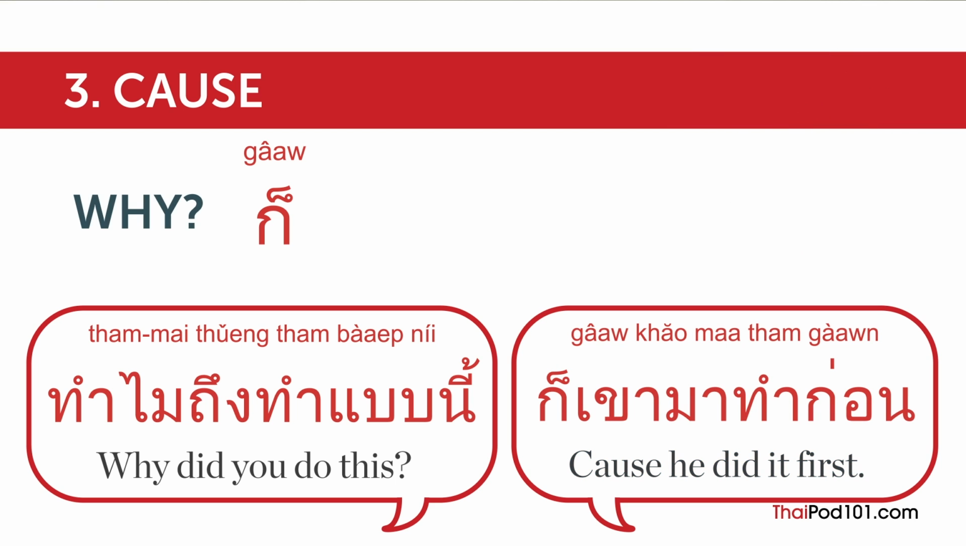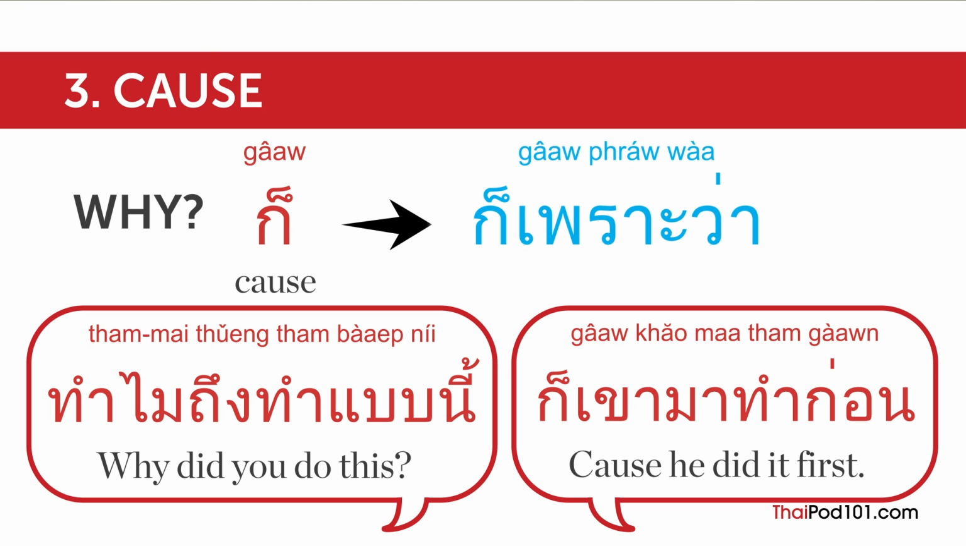When replying to a why question, ก็ is used at the beginning of the sentence. The most common meaning to English is probably cause, the short form of because. ก็ is the shortened form of ก็เพราะว่า equivalent to because. In an informal sentence, we only use ก็ at the beginning of the sentence to say because.